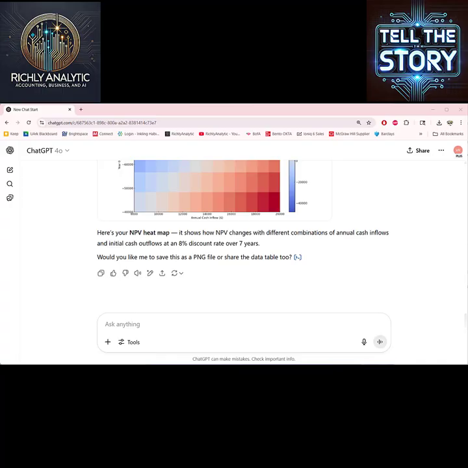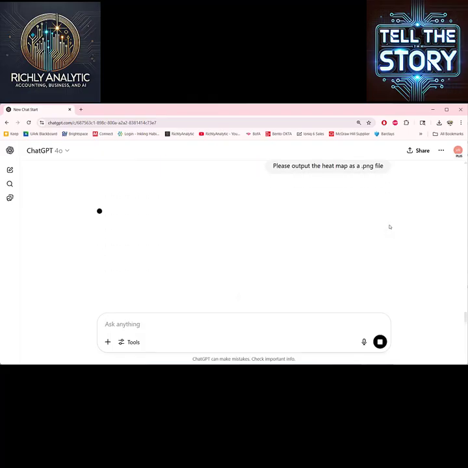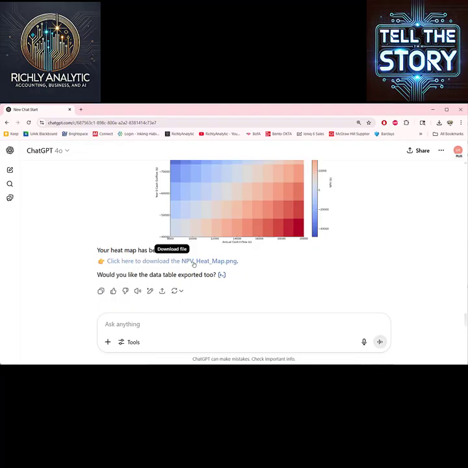So this was what we needed to do. We want to ask it now to provide a heat map as a PNG file, so let's go ahead and do that. It can output it and we can save that. I usually like to name it something specific, like Richley Analytic 23, but here is that heat map, and it's going to download here. I like naming it something specific so I can find it again in the future.